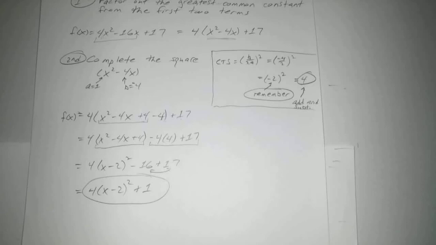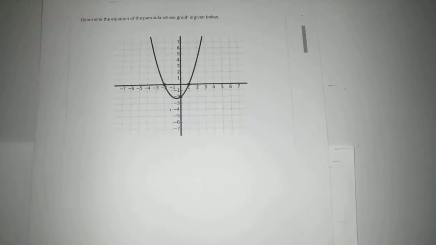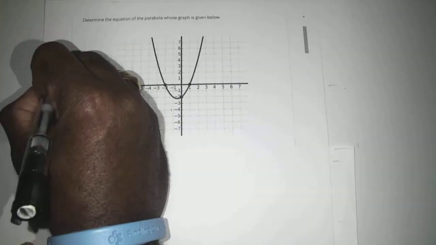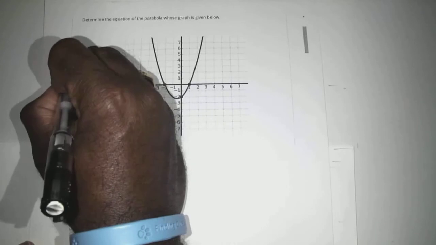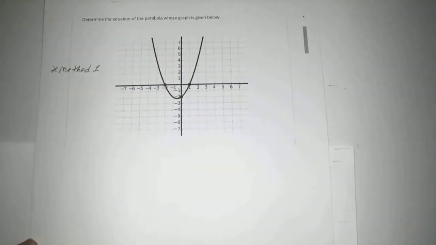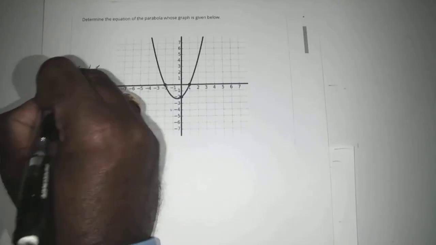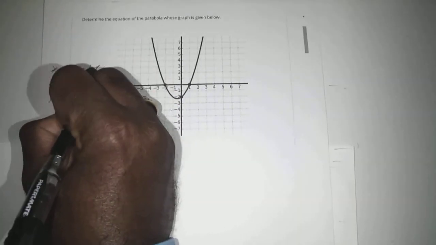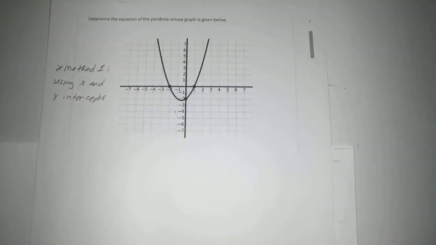Like everyone's done writing. Okay. So now we're actually going to come up with the equation for that parabola, given what they have right here. So there are really 2 methods you can use for this one. Okay, this is method 1. And that's when you're going to use your x and y intercepts. Okay. And we can do that because we can clearly see what the x and y intercepts are.